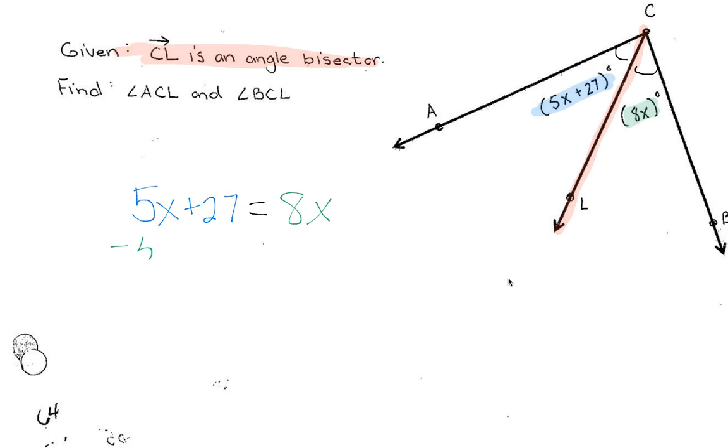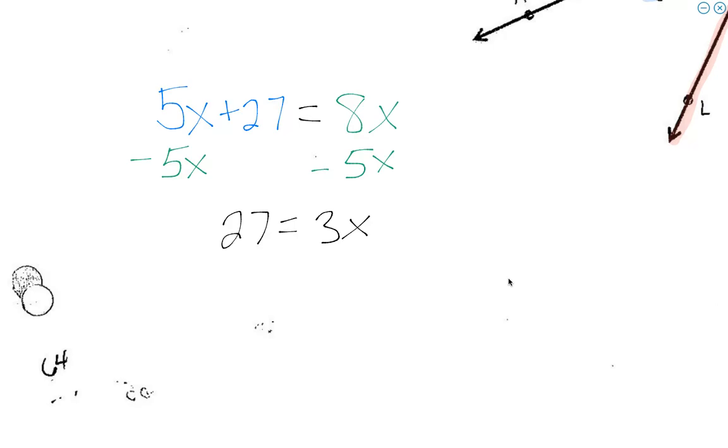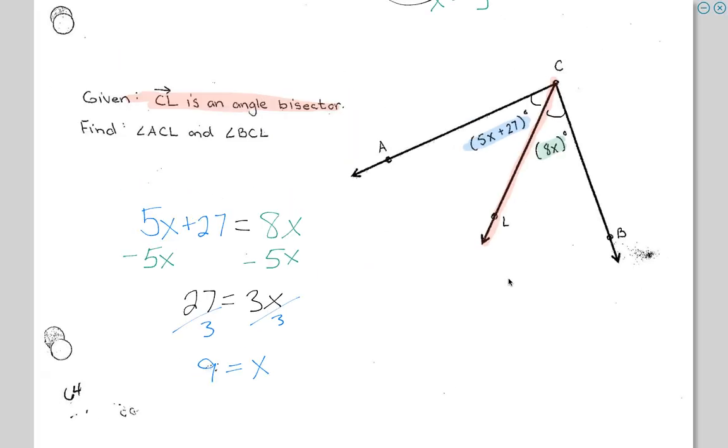So I'm going to subtract 5x from both sides. So I'll get 27 equals 3x divided by 3. X equals 9. Again, it's asking me to find ACL and BCL, so let's take this back. If it said just find X, we would be done.